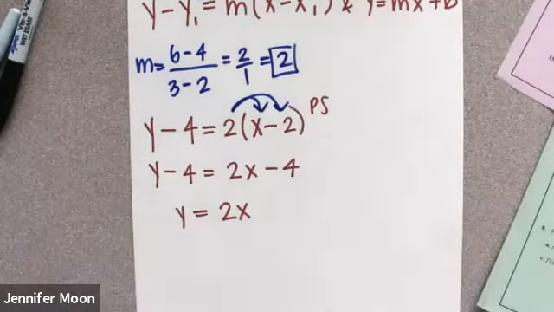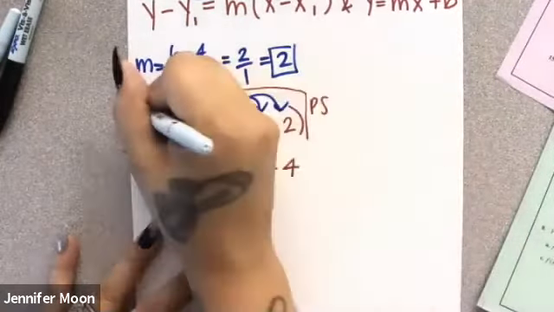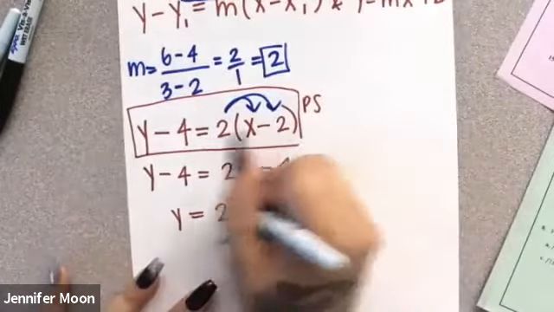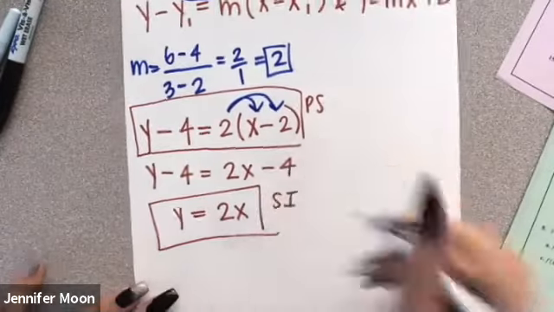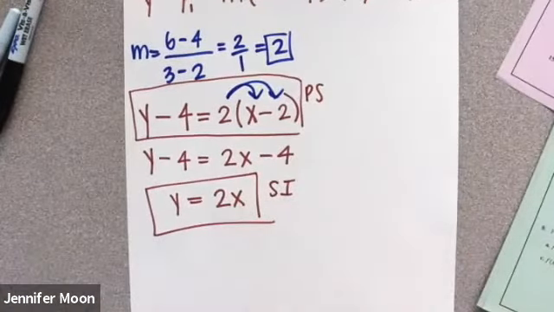Personally, I don't want to keep working on it once I square it. So that's why I wait to the very end. So that first one was my point slope form. This is my slope intercept form. It's okay, right? It kind of looks a little bit different.